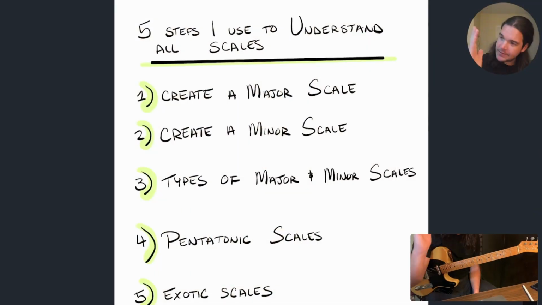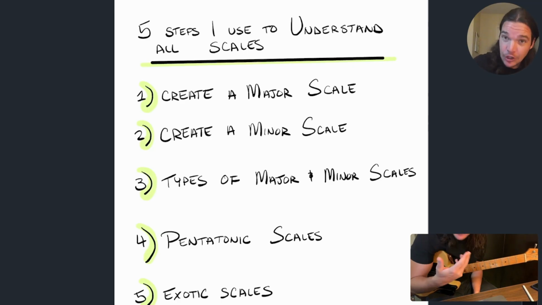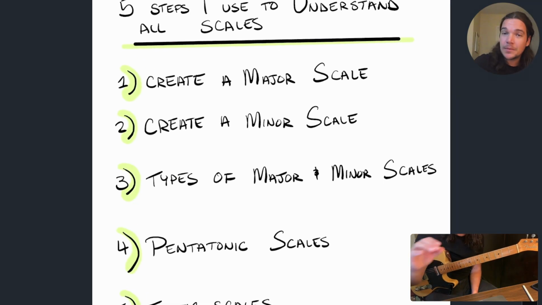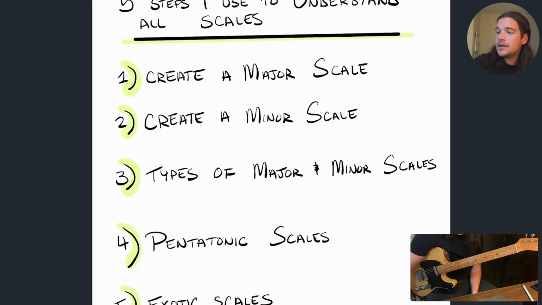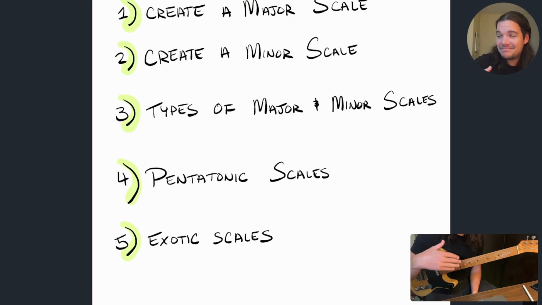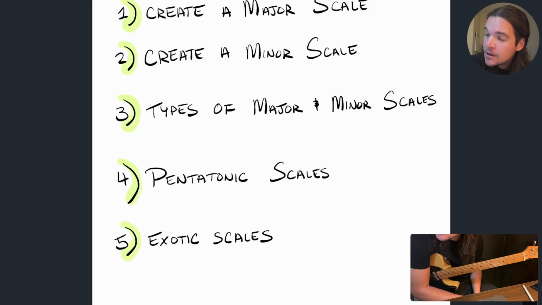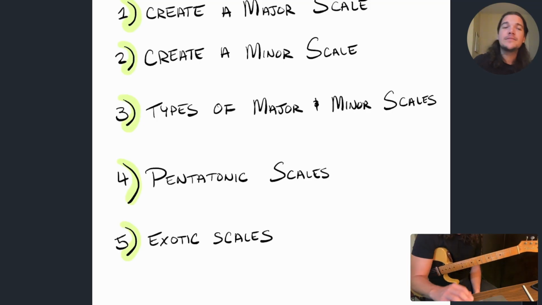So let's finish by kind of recapping a little bit. Five steps to use to understand scales. 1, you want to be able to create a major scale using the specific pattern of whole steps and half steps. 2, creating a minor scale by making alterations to the major scale. Step 3, understanding that you can basically categorize all common scales as either a major scale or a minor scale. 4, understanding that a pentatonic scale is just a major scale or a minor scale without the leading tones. And then 5, we've got some special cases where sometimes you got some exotic scales.